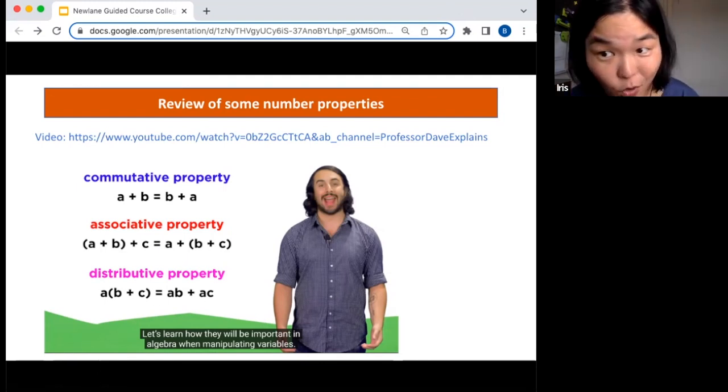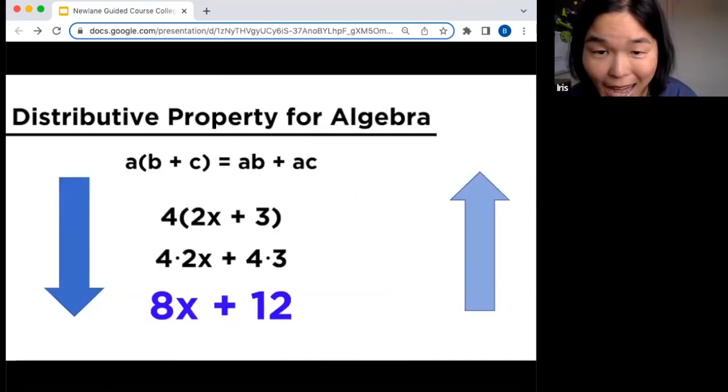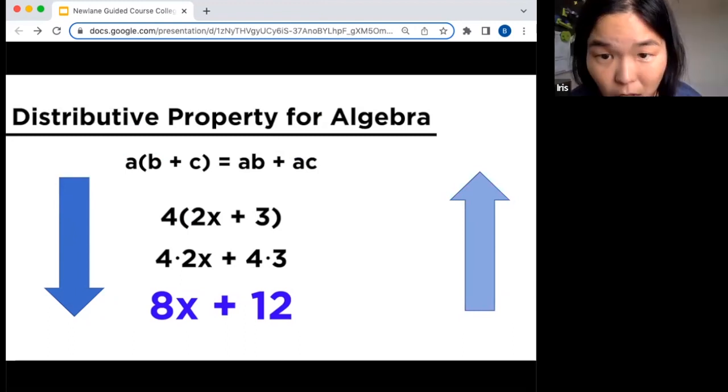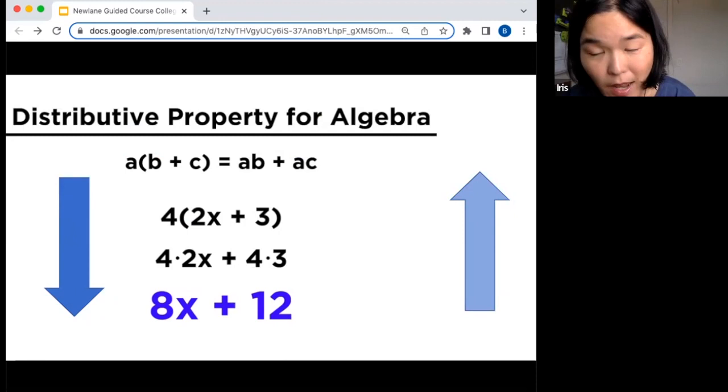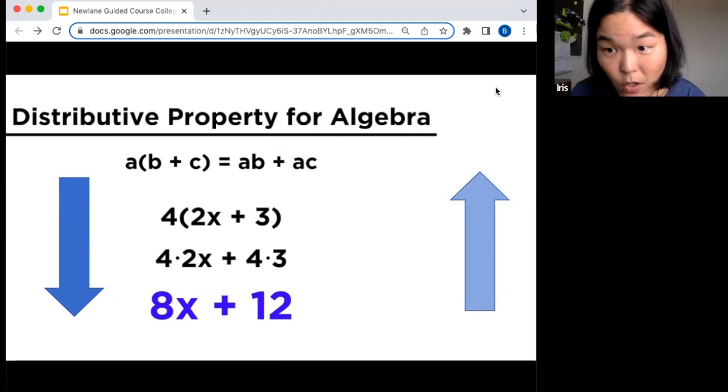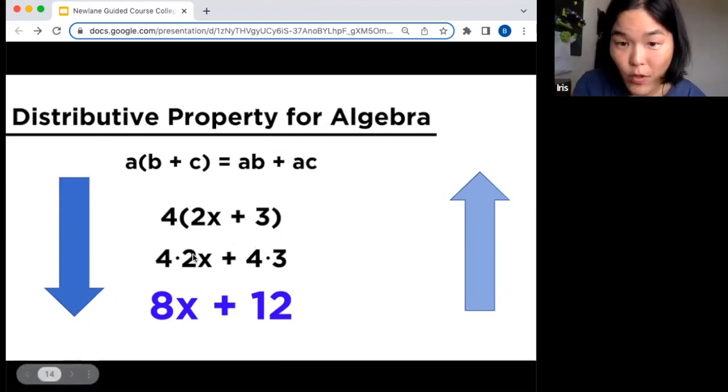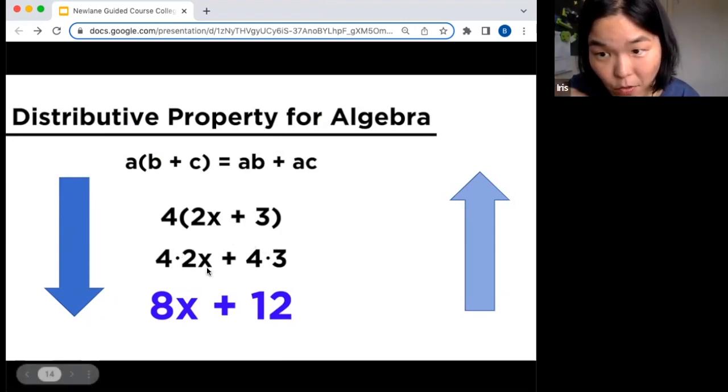And so the next slide shows how I used this last time. Just like A times (B plus C) is equal to AB plus AC, right? AB means A times B, and AC means A times C. So if you take 4 as A, you have 4 times (2x plus 3) within parentheses. You use the distributive rule, right? So you have 4 times 2x plus 4 times 3.